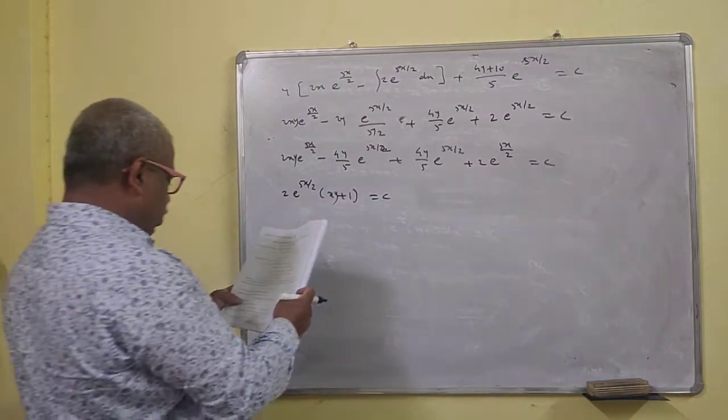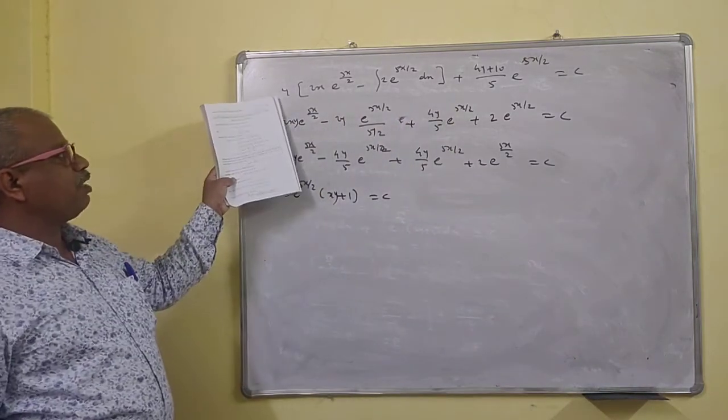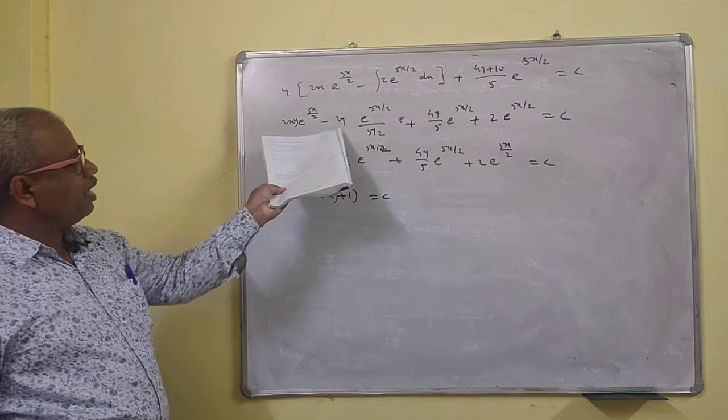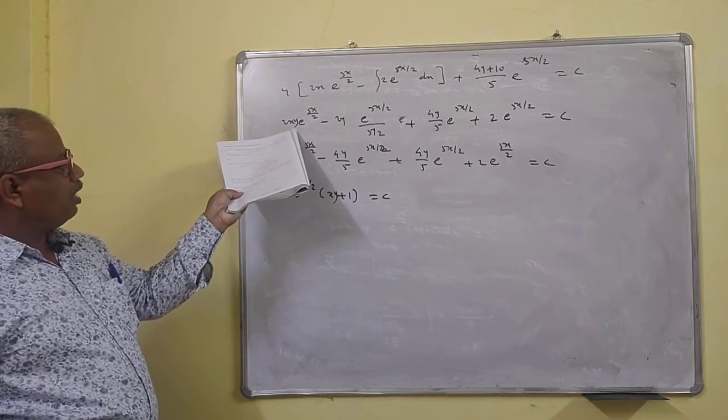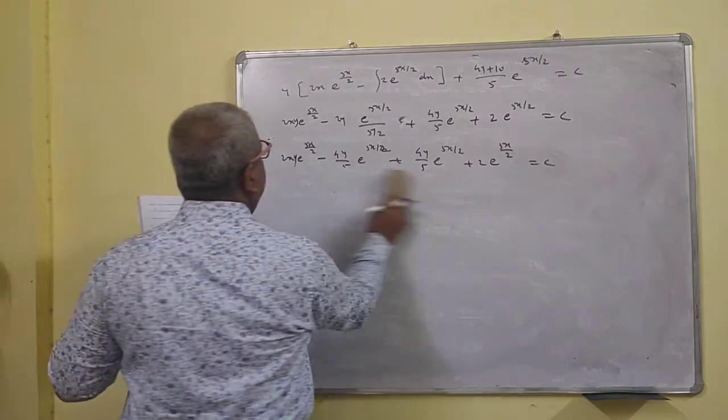Now we take the next problem. Take care everywhere here. We have to multiply y to all terms here. We have multiplied here, but we have left to multiply here. Try to take care of that one.